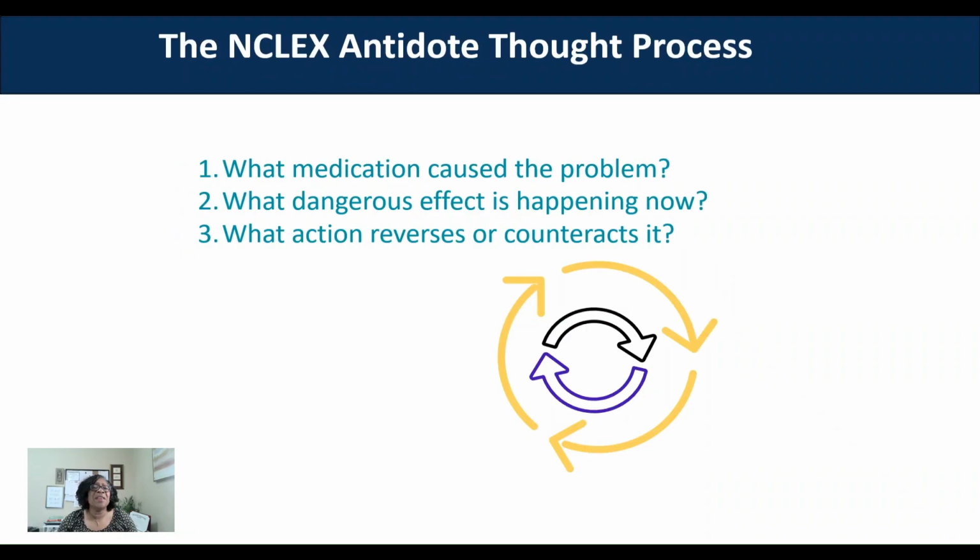Now, before you can even think about an antidote, the NCLEX expects you to answer three questions. What medication did the patient receive? What dangerous effect is happening right now? What action will stop or reverse the effect? Now, if you skip step two, what's the dangerous effect that's happening now, and you guess, then you'll have a problem. But if you can recognize what is the dangerous effect that's happening right now, the antidote should become obvious. You should be able to figure it out. So this is why antidote questions feel hard until you slow down and follow the pattern.